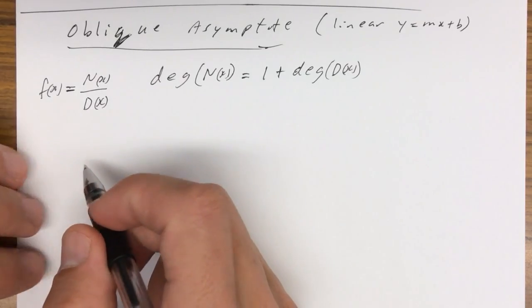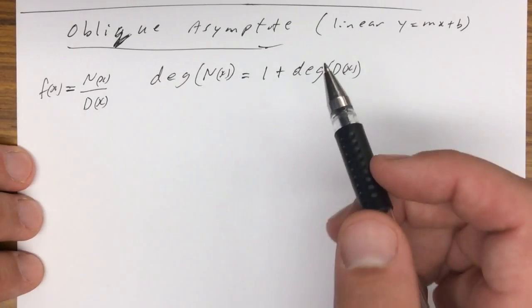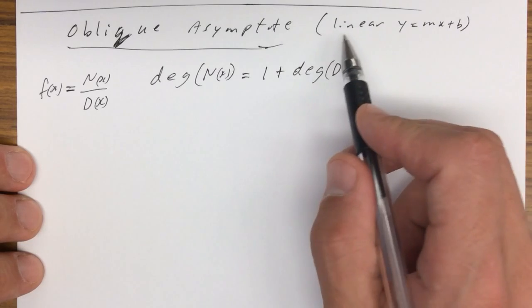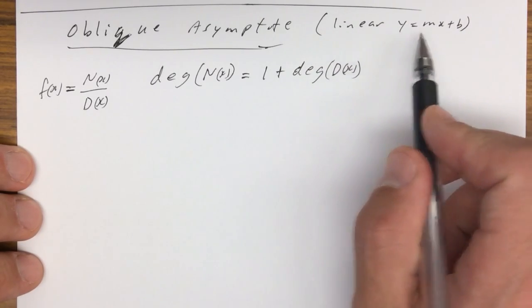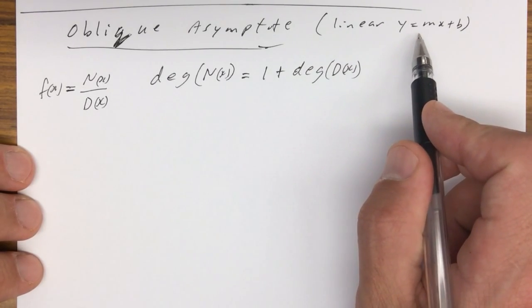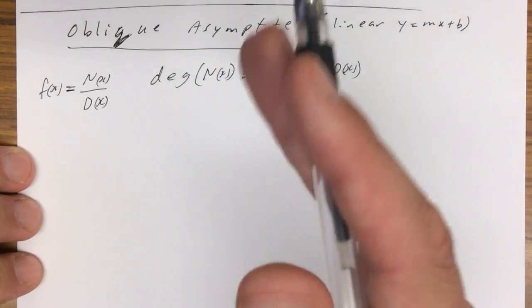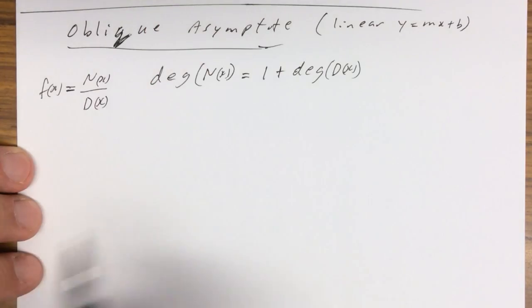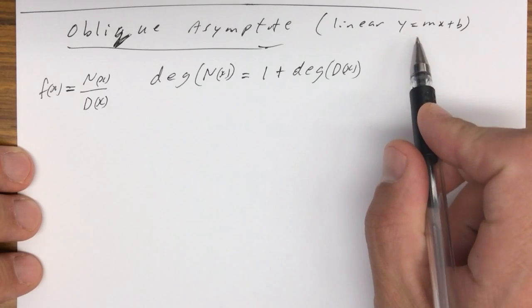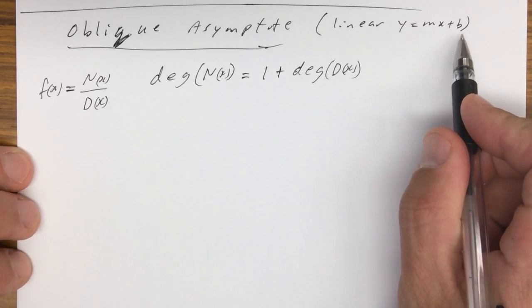Okay, so now for looking at oblique asymptotes. Well, what is an oblique asymptote? An oblique asymptote is a linear asymptote that's on the diagonal. It's not horizontal, it's not vertical, it's diagonal. And it would have the form of y equals mx plus b.